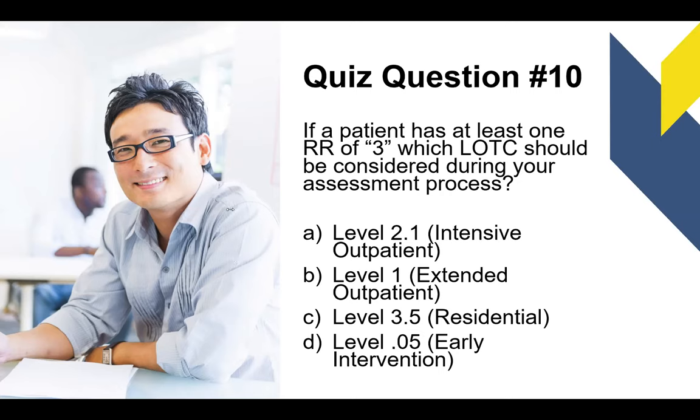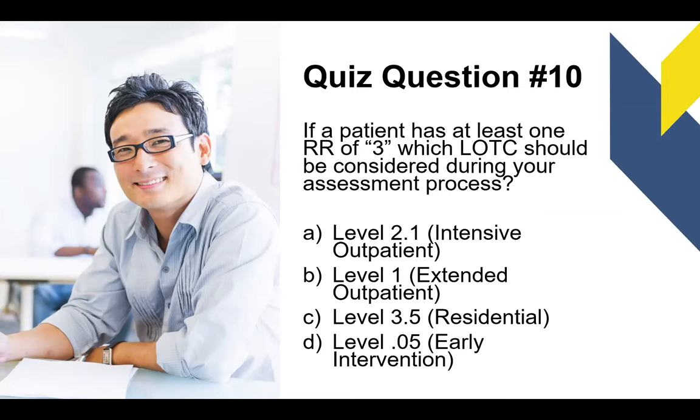Yes, Richard, you sir, have won the prize. I appreciate everyone's answers. A is the correct answer. And again, there are always going to be exceptions to this. A patient could have a risk rating of 3 and we could still make a case for a lower level of care, or we could make a case for a higher level of care. There may be other components to this comprehensive assessment process that would really push us to a higher or a lower level of care. It's a general rule.